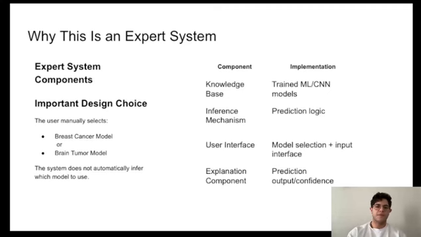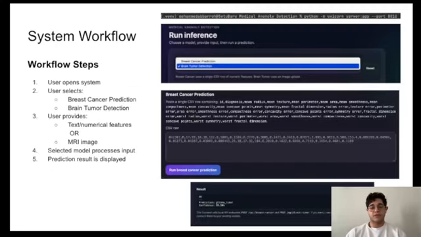We have a very simple workflow, as I've been mentioning. The user is able to open the system and manually pick whether they want a breast cancer prediction or a brain tumor detection. Then the user provides the text for breast cancer, or they provide MRI images for the brain cancer. The selected model processes the input, and then the prediction result is displayed to the user.